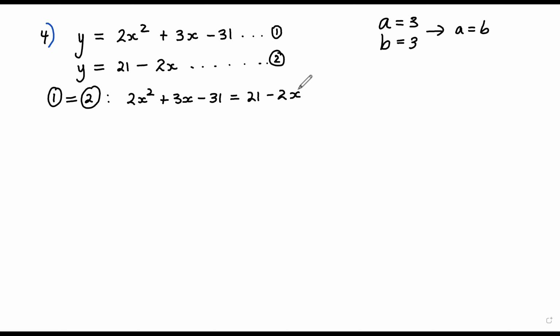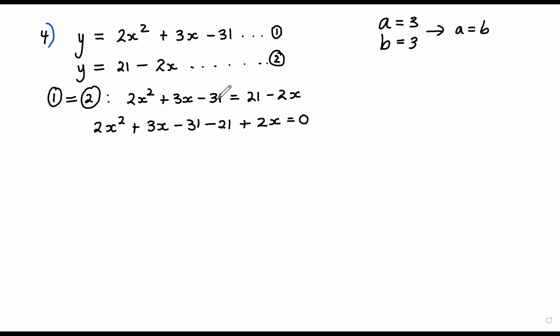And now this is a quadratic, but in order to solve a quadratic equation, the whole equation has to be equal to 0. So I want to have all my terms on one side and just 0 on the other side. So that means I'm going to transpose 21 minus 2x to the left-hand side of the equation. So this will end up being 2x squared plus 3x minus 31. Since this is positive 21, when I transpose it to the left-hand side, it will become minus 21, and minus 2x will become plus 2x. And all of that is now equal to 0.